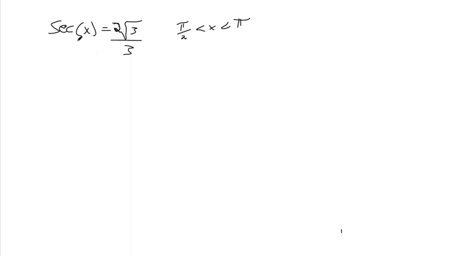So we're asked to figure out what x is, given that secant of x is equal to 2 square root of 3 over 3. And they give us this information over here. Look, that's 90 degrees, that's 180 degrees, so they're saying x is an angle that terminates somewhere over in this quadrant, somewhere between 90 and 180 degrees.